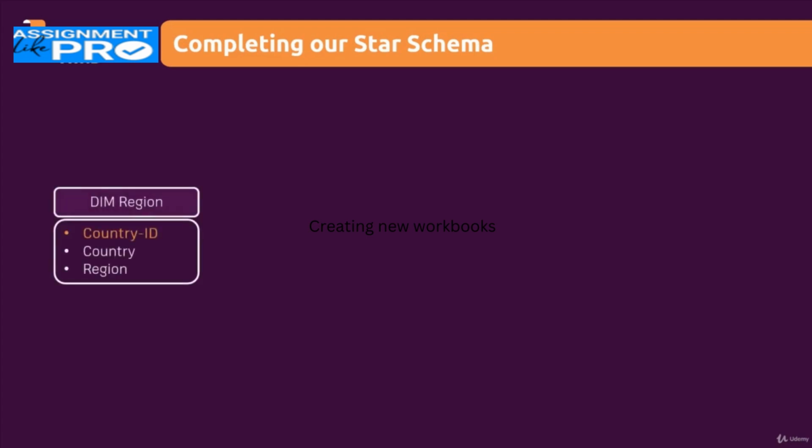With the dim region table being finished, we are getting closer to finishing our star schema. So you could say that our first step here is completed. Now we need two additional tables or queries here.